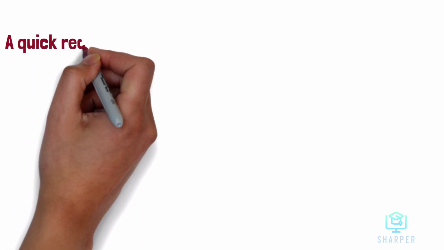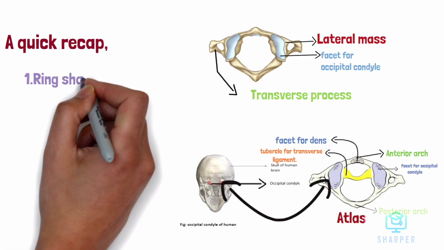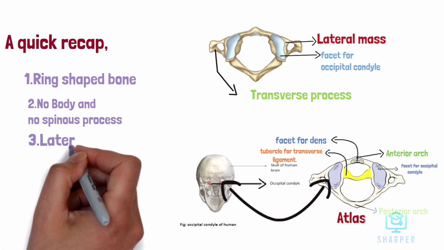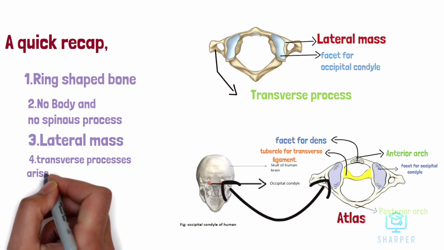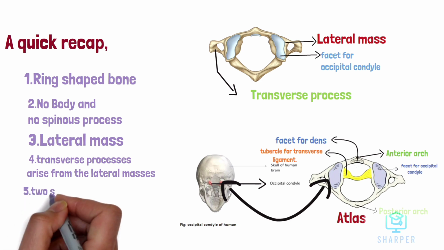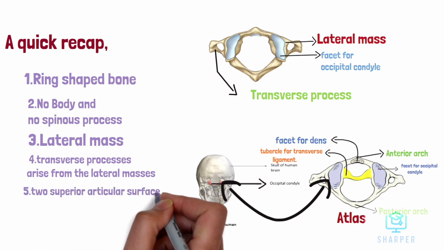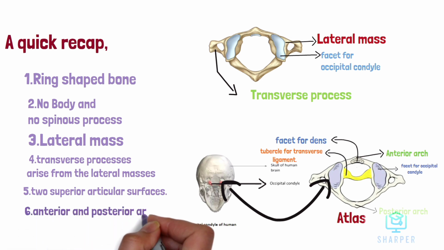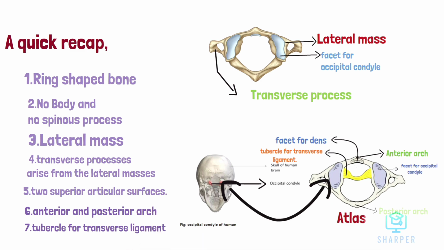Now, a quick recap. Number 1, it is a ring-shaped bone. 2, no body and no spinous processes. 3, it has paired lateral masses. 4, transverse processes arise from the lateral masses. 5, it has 2 superior articular surfaces, which articulate with the occipital condyle. 6, the anterior arch and posterior arch extend between the lateral masses and form a complete ring. 7, it has a tubercle for the transverse ligament, which is located at the anterior arch.